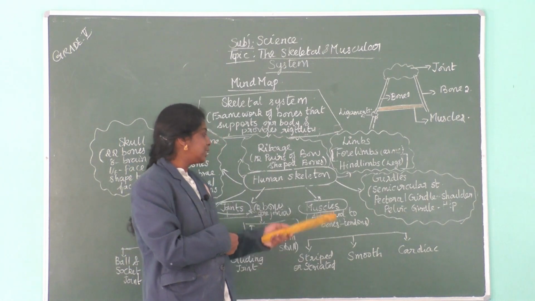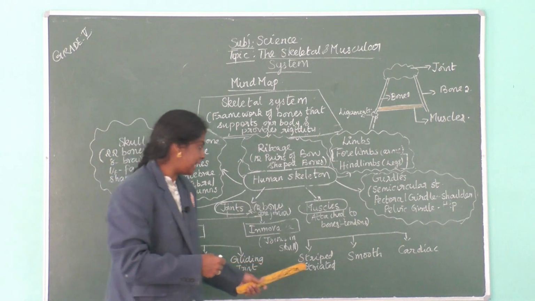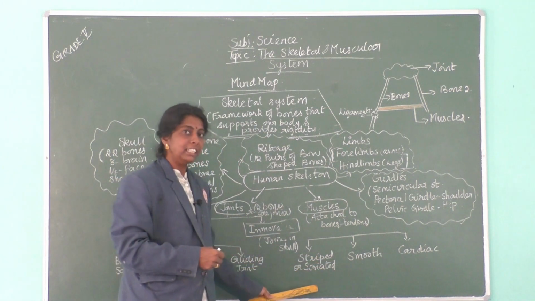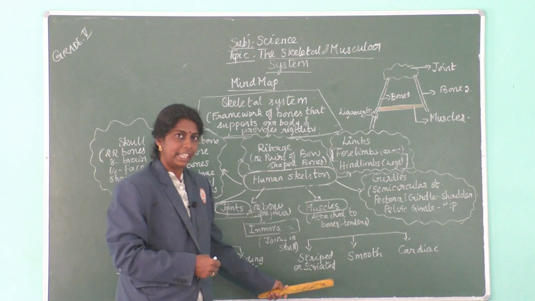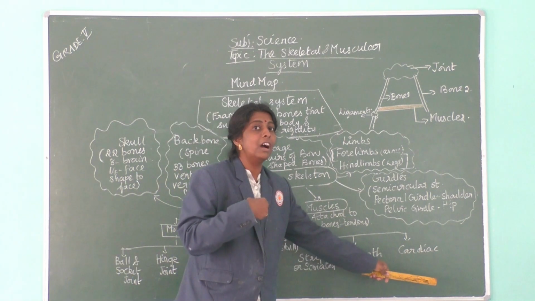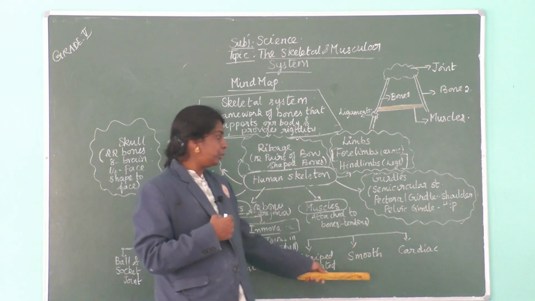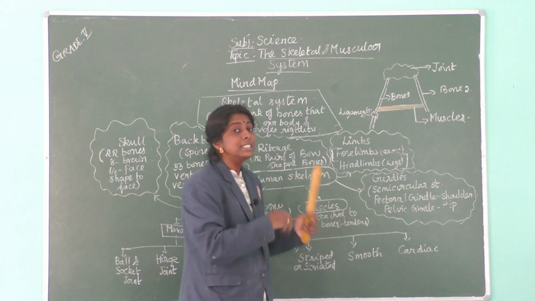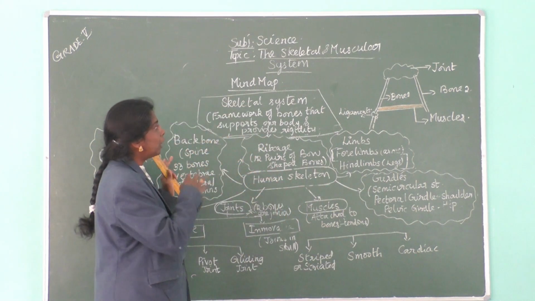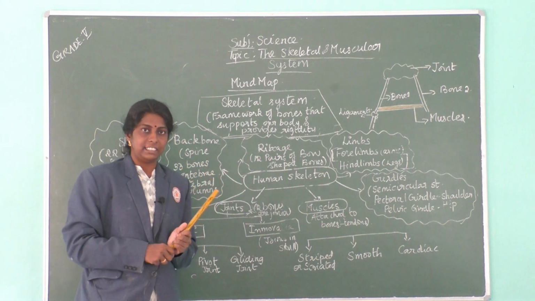Tendon tissues. So muscles are again divided into three different types: striped or striated muscles, smooth muscles, and cardiac muscles, meaning heart muscles. So striped or striated, smooth, and cardiac. This is the entire overview, and we are going to learn about all these things in detail.